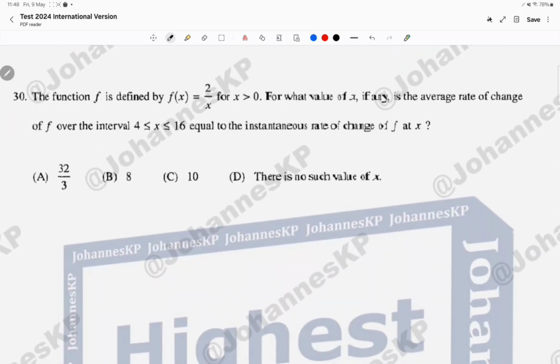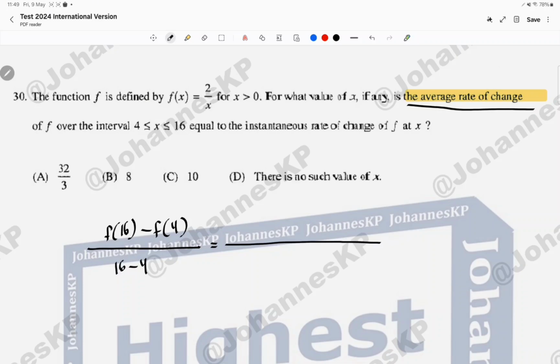Question 30. The average rate of change. Do you know what that means? That means finding the slope. It's always average rate of change on your slope. So f(16) minus f(4) over 16 minus 4. Copy paste the equation, but replace the x with 16 one time and with 4 the other.